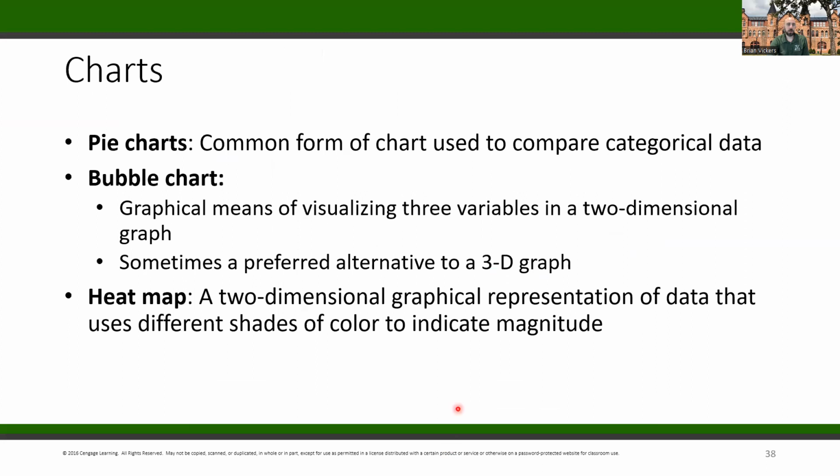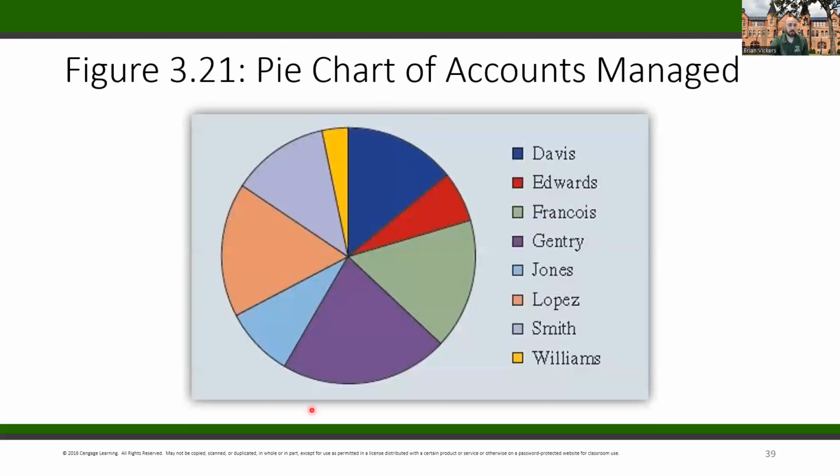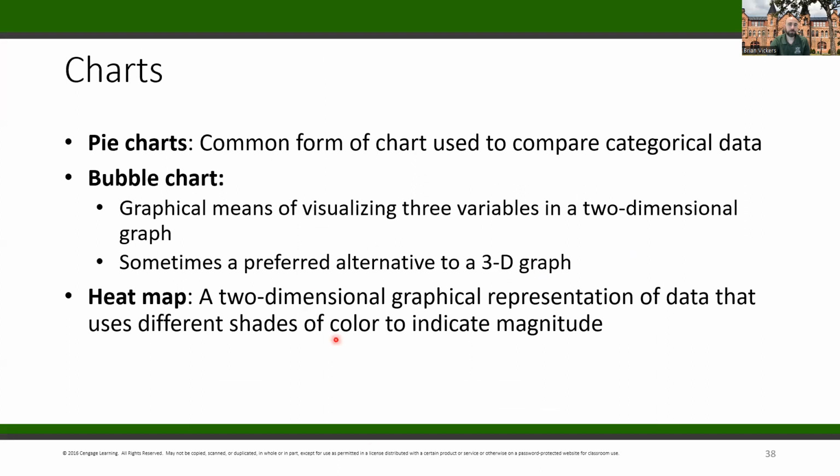Some more charts. All right, pie chart. So another way you can compare categorical data. I'm just going to skip to it real quick, and you can see the same thing we saw on the bar chart, but where whoever has the highest value has the biggest piece of the pie. Gentry was the one with the 37, I think it was, accounts, and then Williams here in yellow and Edwards here in red have the fewest number of accounts that they're managing.